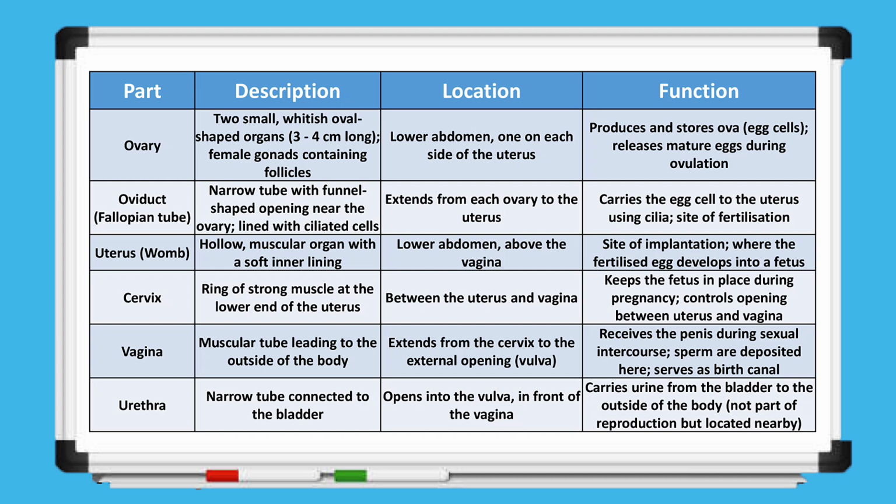The urethra is a narrow tube connected to the bladder. It opens into the vulva in front of the vaginal opening. Although it is not part of the reproductive system, it is located close to it. The urethra carries urine from the bladder to the outside of the body.